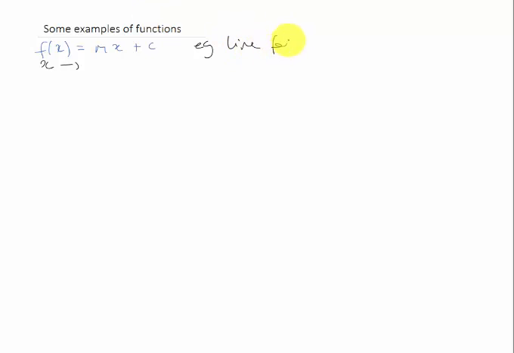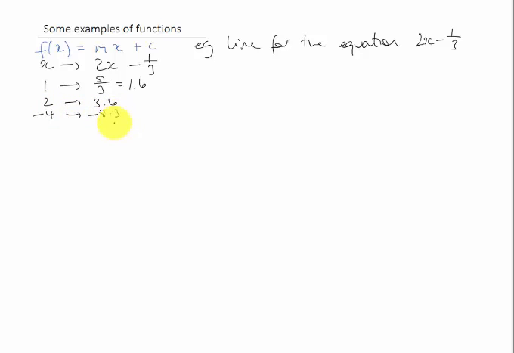The line for the equation 2x minus a third. So for every x we have to times it by 2 and then minus a third. So for 1 we would get 5/3 or 1.6 roughly. For 2 we'd get 3.6 roughly. For minus 4, for example, we'd get minus 8.3. Is that right? Yeah, minus 8.3.